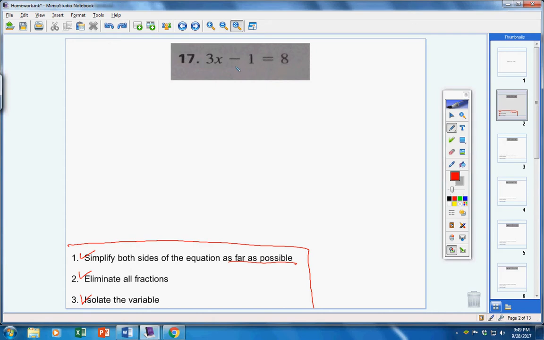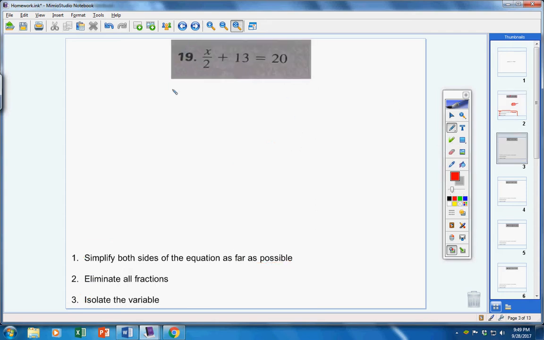So here we go. Bring the negative 1 over, make it a positive 1, and now we have 3x equals 9. Now, the 3 is multiplying to the x. Opposite of multiply is divide. So we divide both sides by 3. x equals 3. If you put 3 in up here, 3 times 3 is 9. Minus 1 is 8.